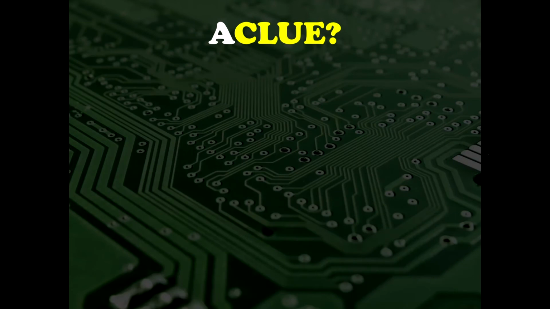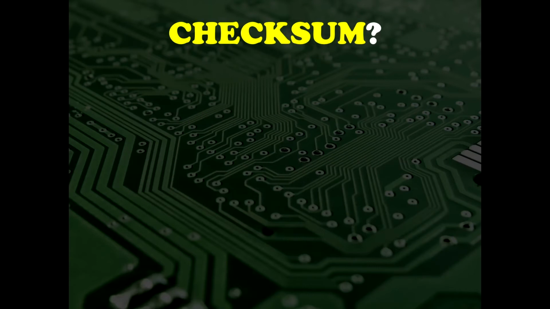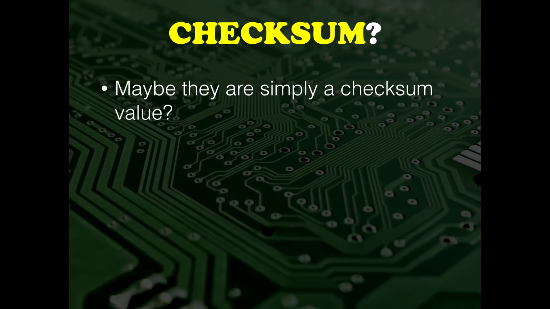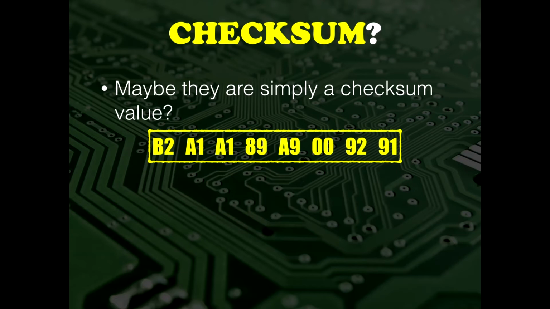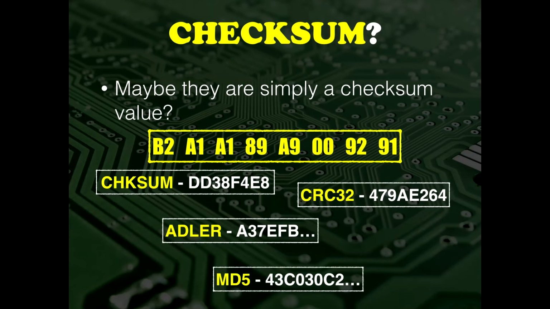But what are they? What are those bytes? Are they a clue? Is this some kind of clue left to us by an embedded developer? What can we do with them? Well, the first thing that comes to mind is error correction. They are at the end of the file, so maybe it's some kind of error correction. So we take these bytes and try to check them for checksum, CRC, Adler, MD5, a lot of other error corrections, and no, nothing even comes close. So it's probably not an error correction, at least not a known one.